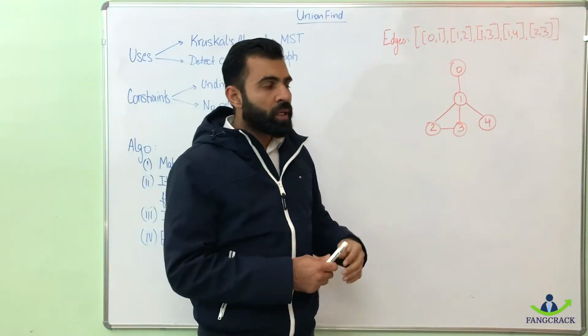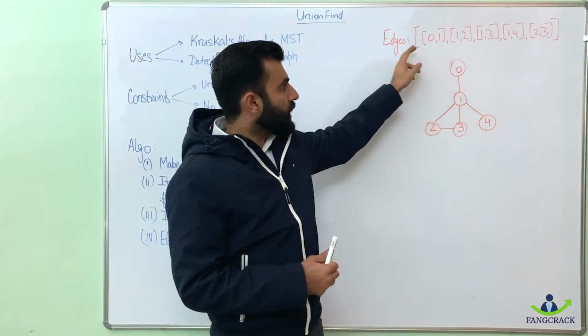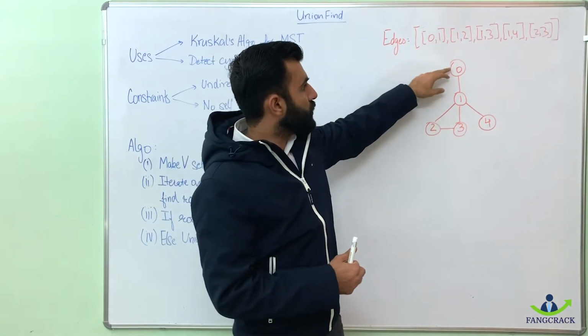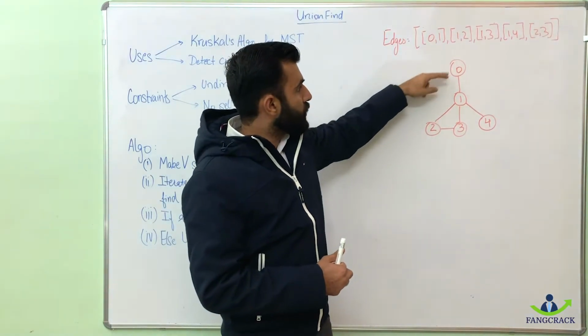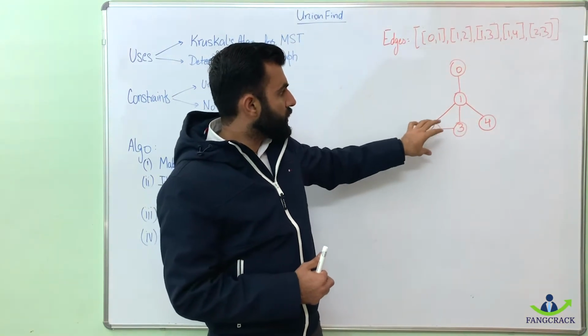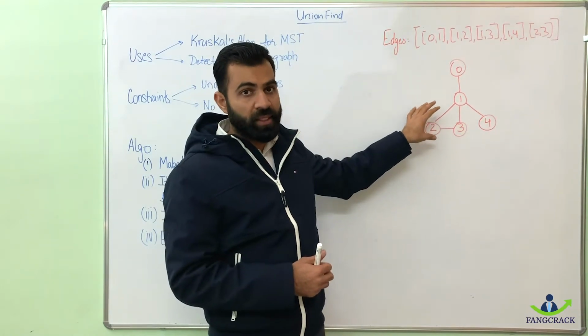Let's see how. Let's say you are given a bunch of edges of a graph, and then we can manually connect these edges and form a graph. So 0 is connected to 1, 1 is connected to 2, 1 is connected to 3, so on and so forth. Then you notice that there is a loop or a cycle in the graph. We can visually see it.